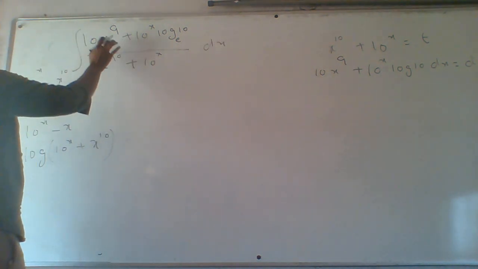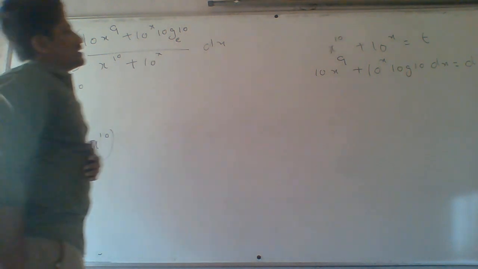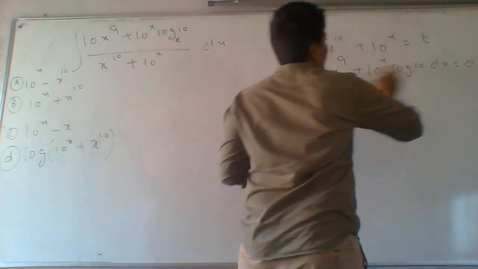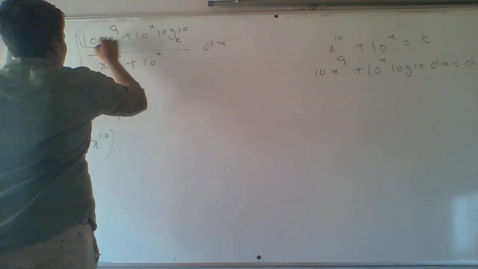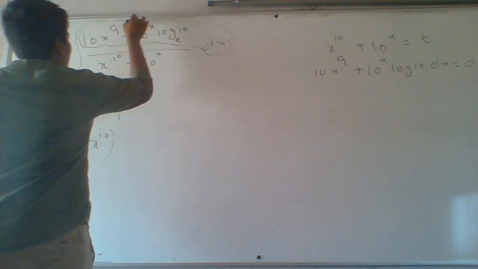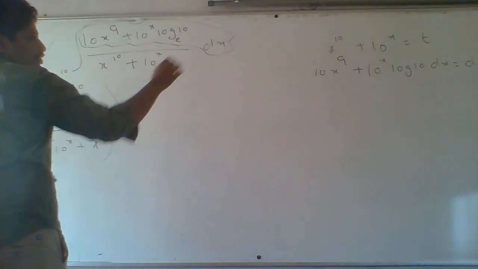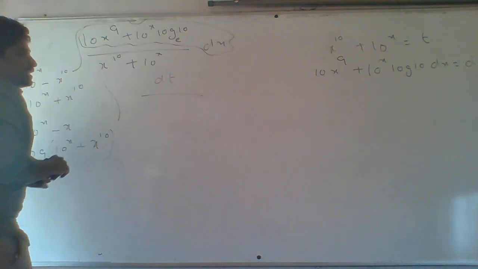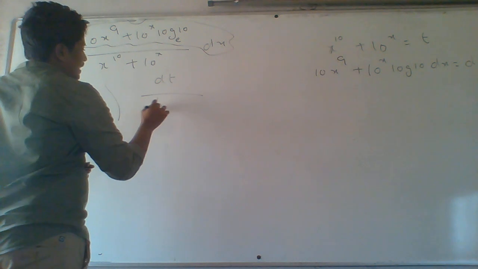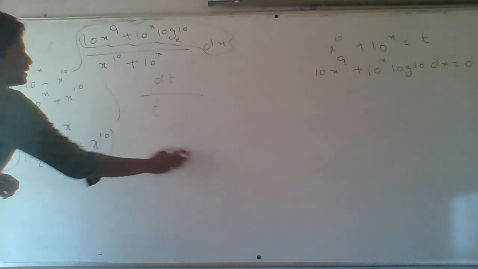10 into x power 9 plus 10 power x log 10. See, this we got directly. In the place of this total numerator, we can substitute dt. In the denominator, it is equal to t.